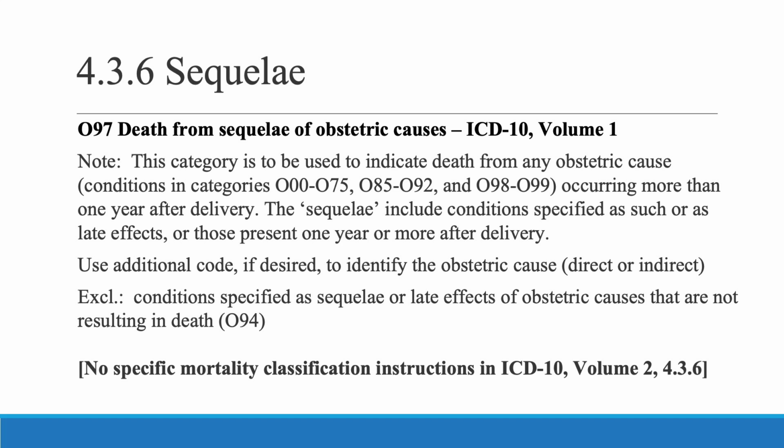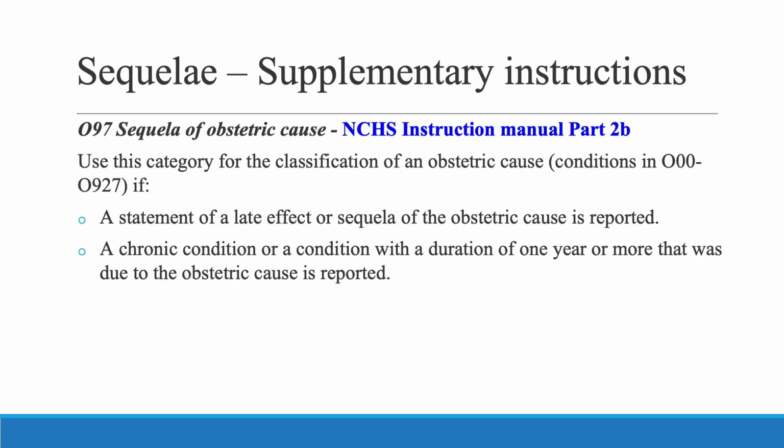There's no specific mortality classification instruction for this code in volume 2, but there is some help for us available in the NCHS instruction manual. In NCHS instruction manual part 2B, we're told that we can use this category, O97, sequela of obstetric cause, for the classification of an obstetric cause, conditions in O00 to O92.7, if a statement of a late effect or sequela of the obstetric cause is reported, or if a chronic condition or a condition with a duration of 1 year or more that was due to the obstetric cause is reported.